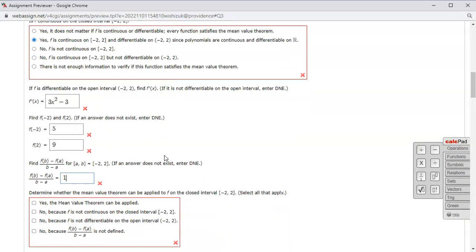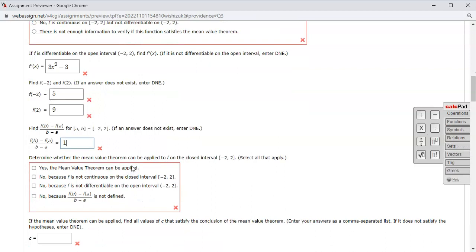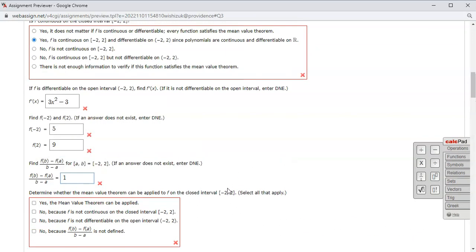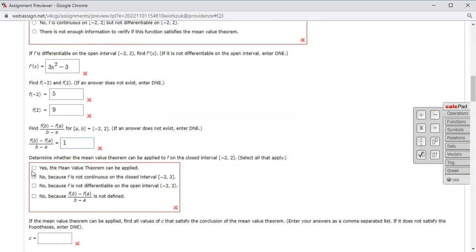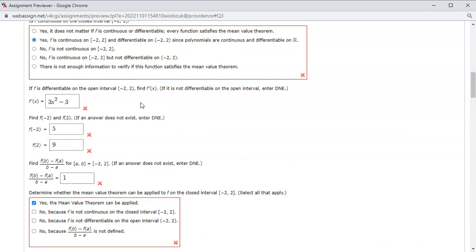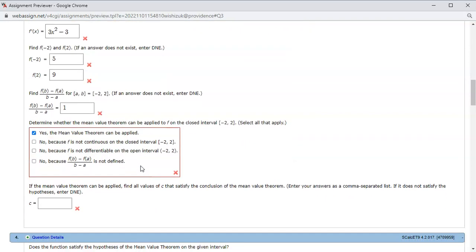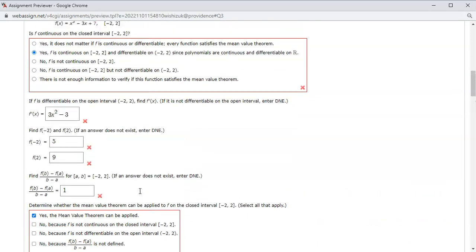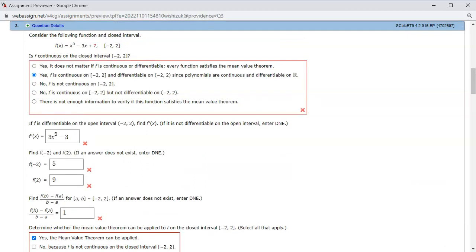And then determine whether the mean value theorem can be applied to f on the closed interval from -2 to +2. Of course, yes, the mean value theorem applies because it's continuous and differentiable. It's actually everywhere, so it should apply. If the mean value theorem can be applied, find all values of c that satisfy the conclusion of the mean value theorem. So let's do this.